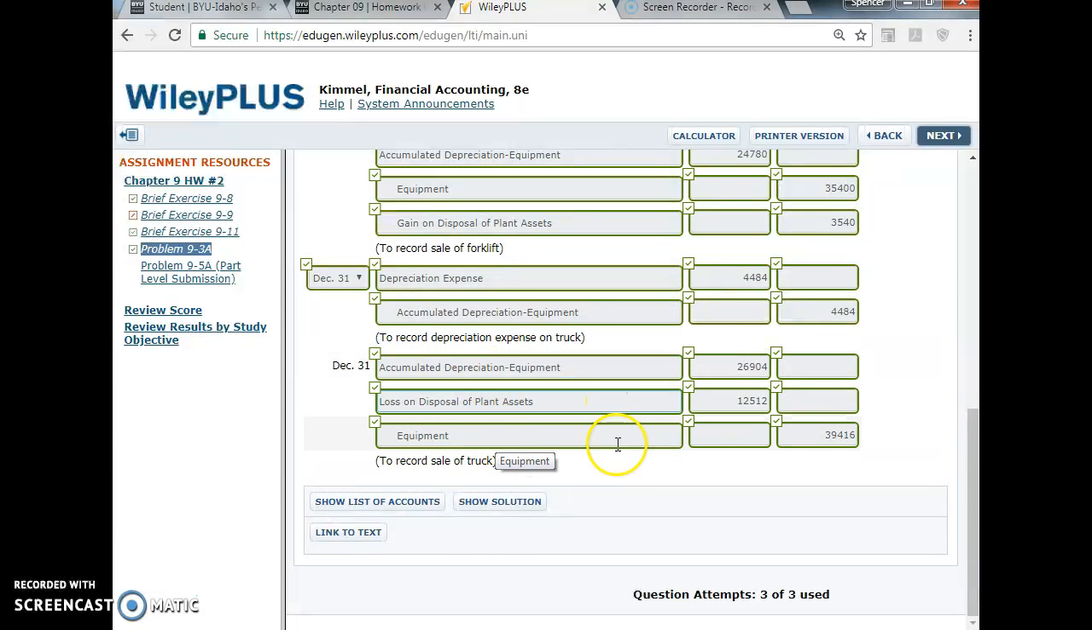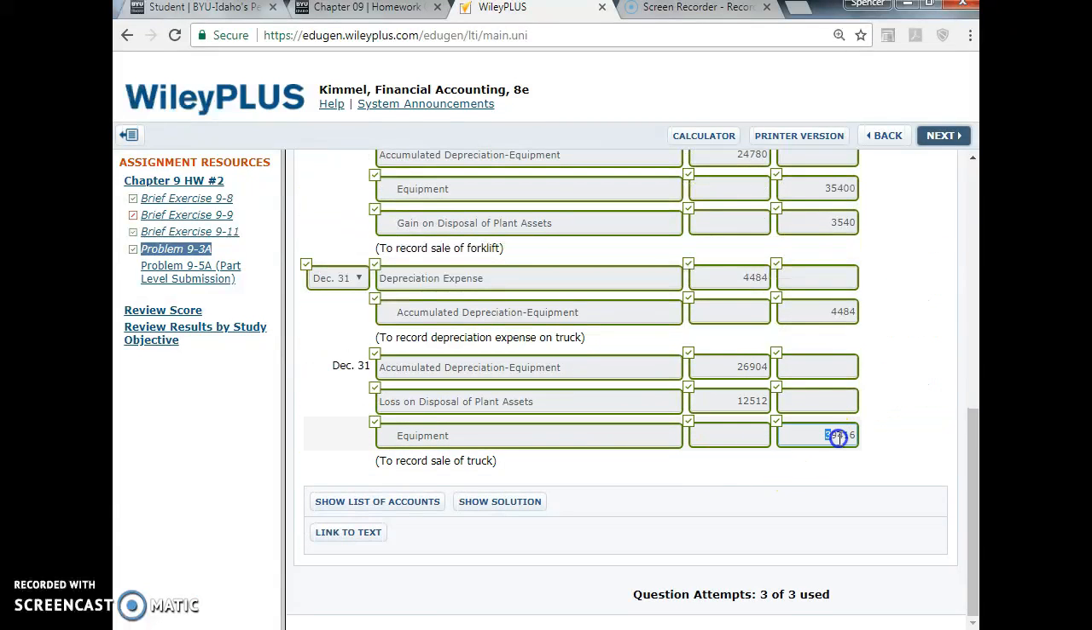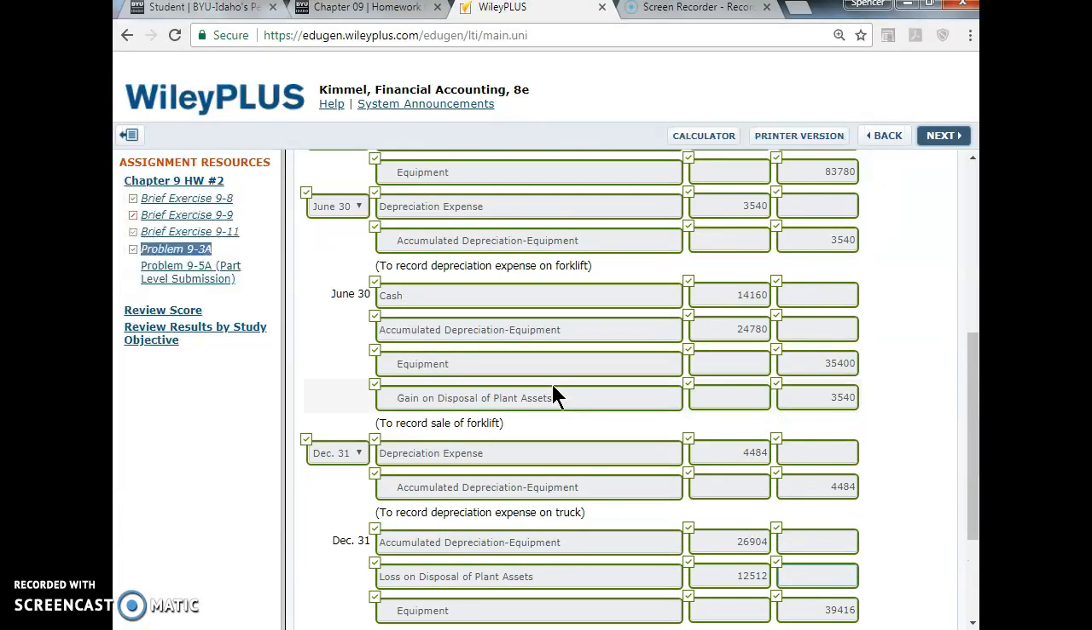Another one they already give us is the equipment, and that's how much we bought it for, $39,416, as we can see up here. So we just plug that in. An easy way to figure out this number, because debits equal credits in every transaction, is we just take 39,416, subtract 26,904, and that gives us the loss on the disposal of this plant asset, and that's $12,512.